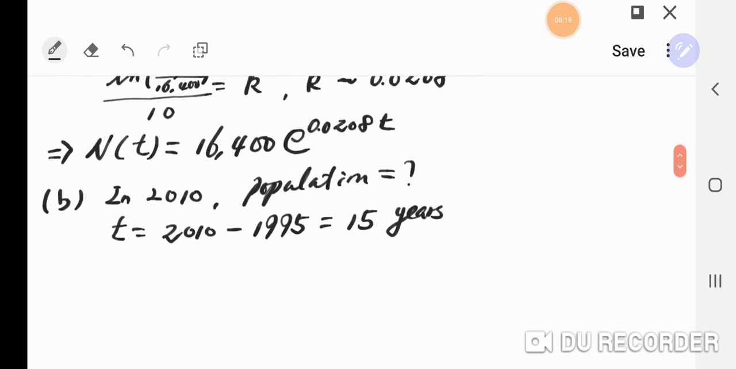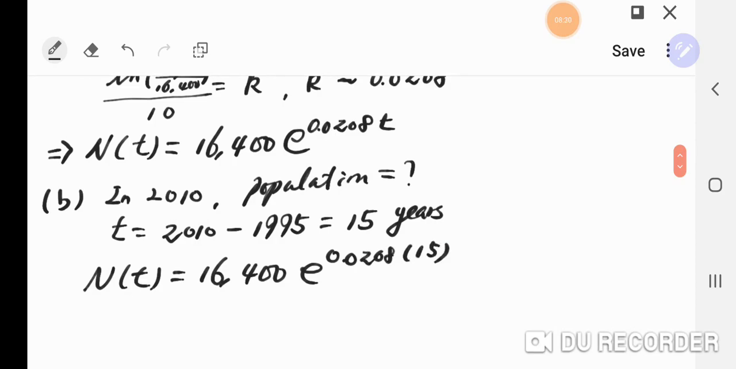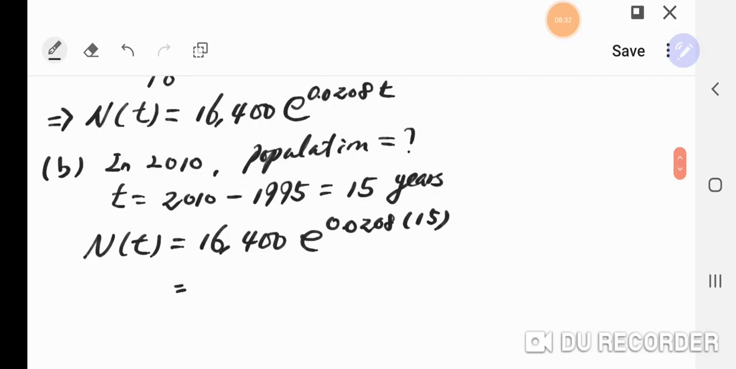So plug in 15 into our function, replacing t with 15. And then use a calculator to find the result and evaluate these numbers. So it will be approximately 22,400 people. This is to the nearest 100th. So we can predict about this many people in 2010.